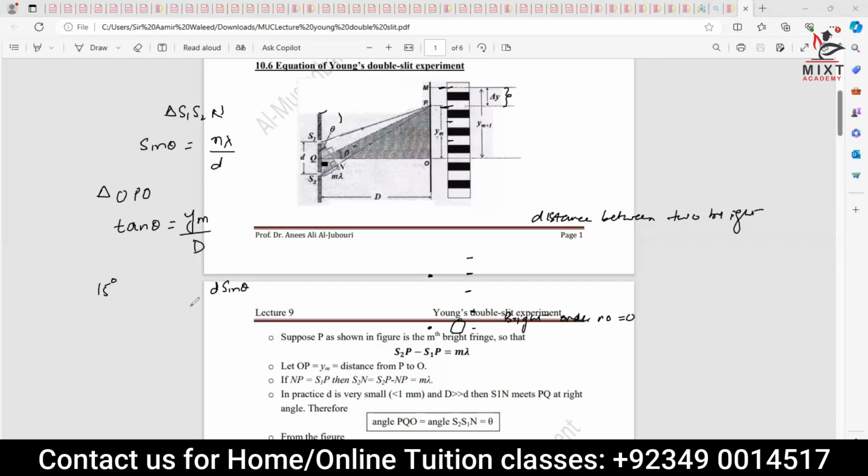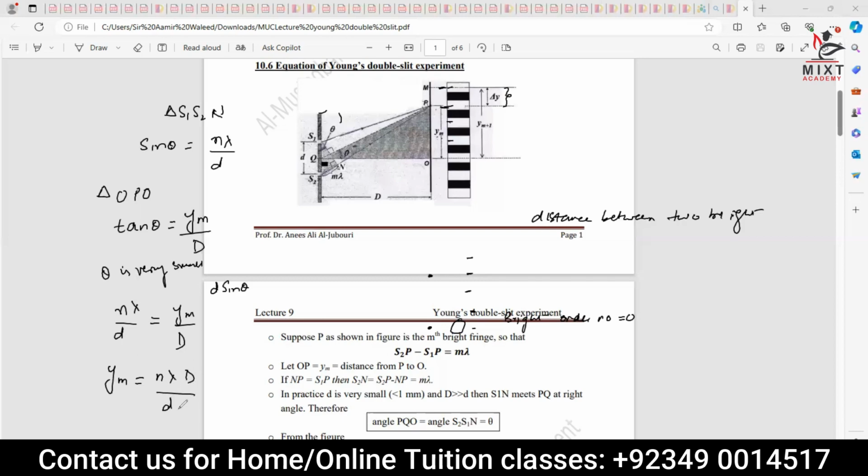Yes. So remember that the theta which you considered here, the angle at which this ray is going towards the screen, we are thinking that this theta value is very small. If its value is very small, then tangent theta is equal to sine theta, or in other words, n lambda by d is equal to ym upon d. Now, what is the value for ym? Ym will be equal to n lambda D upon small d.